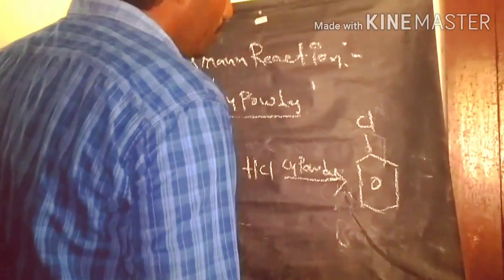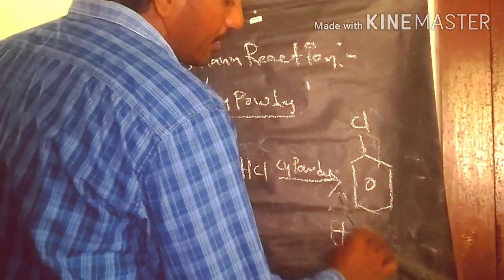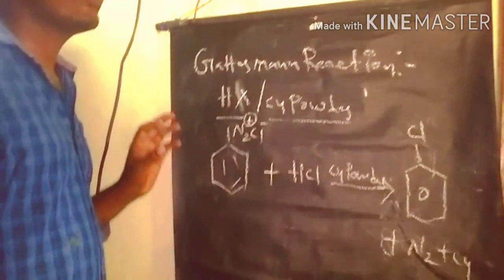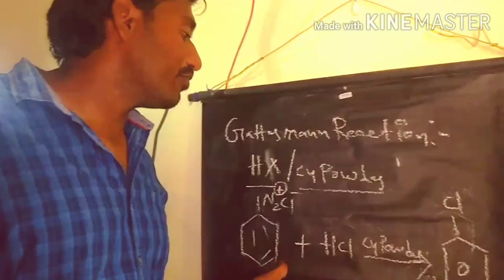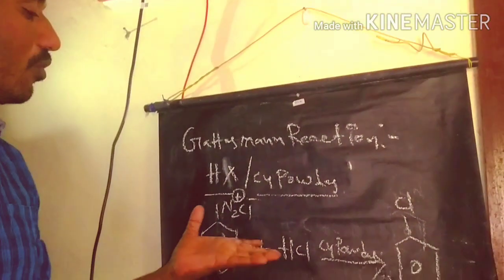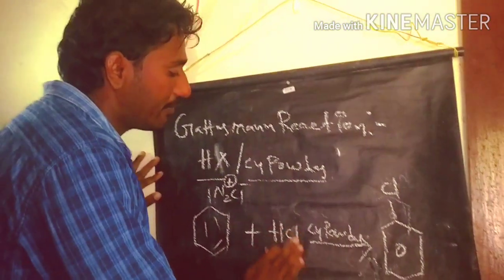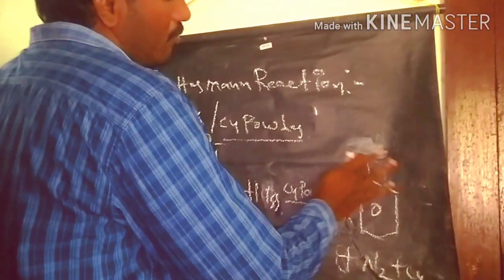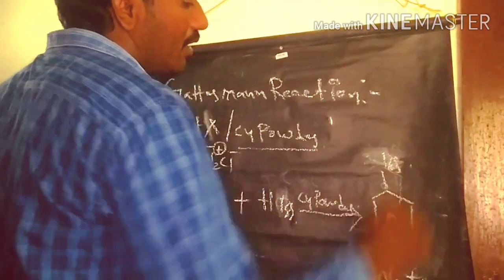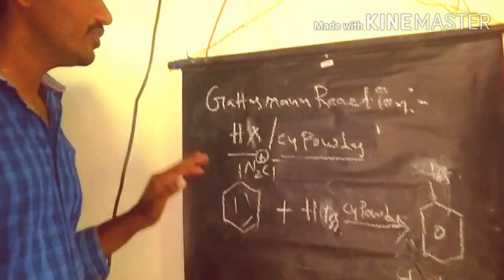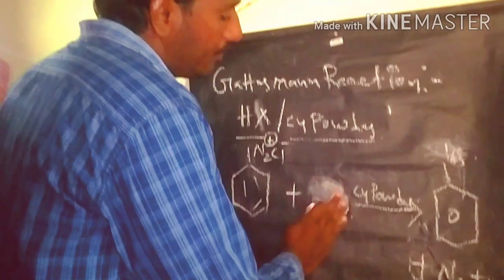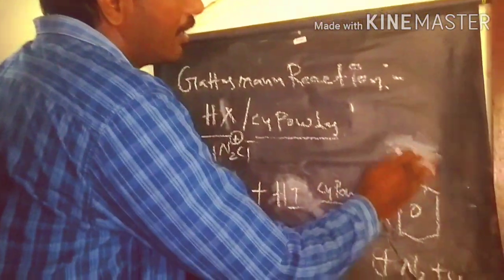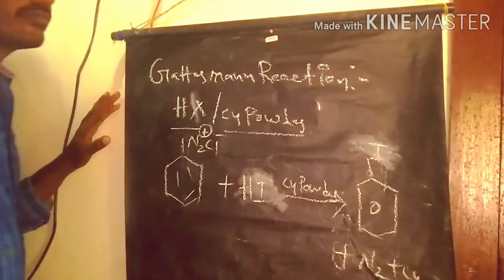So here we get the chloro substitution plus nitrogen plus copper. This is the compound we are getting from the Gattermann reaction. If you are interested in preparing bromobenzene, then in place of copper chloride we take copper and HBr, hydrobromic acid, to prepare the bromobenzene. To prepare the iodo compound, in this case HI reacts. So these are happening from the Gattermann reaction.